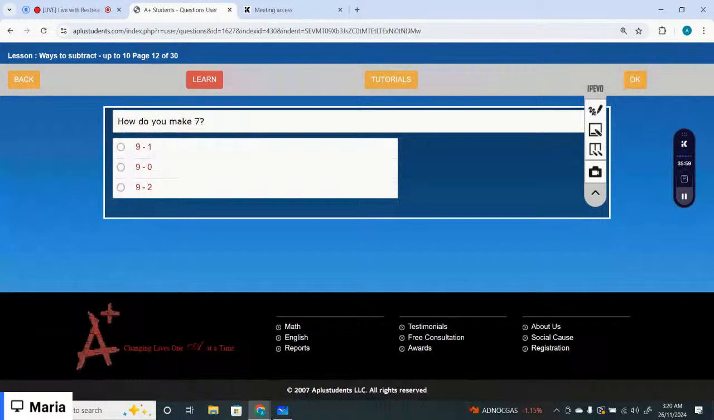How do you make 7? Which is the correct option? That is 9 take away 2. Okay, you can complete the lesson by yourself later today. Let me just move on to the next lesson.